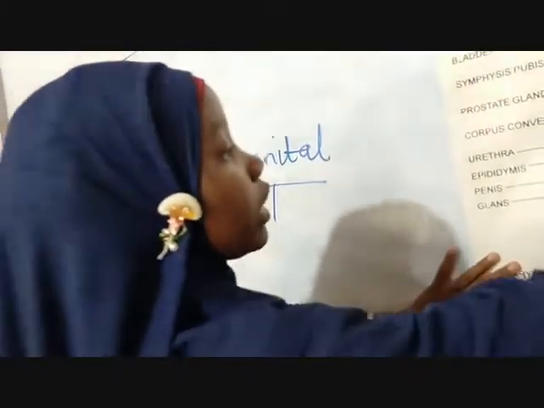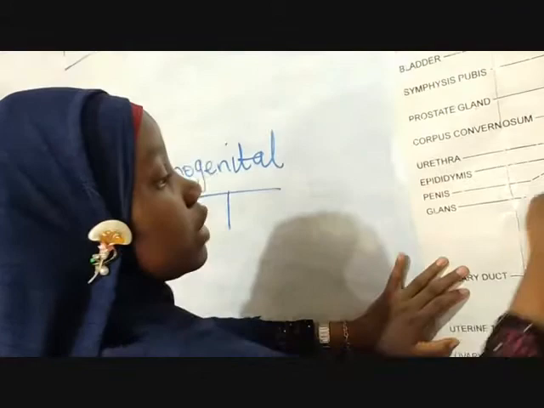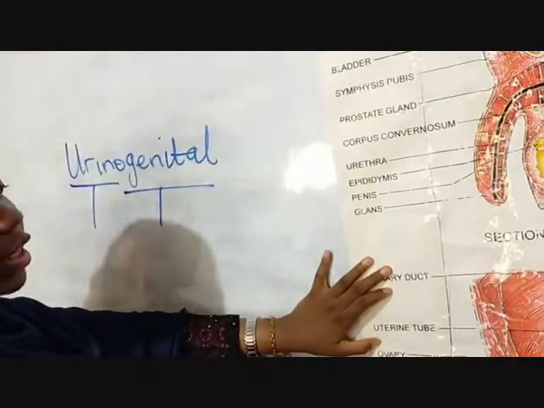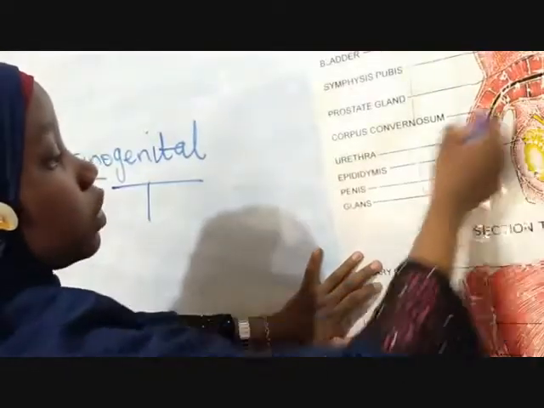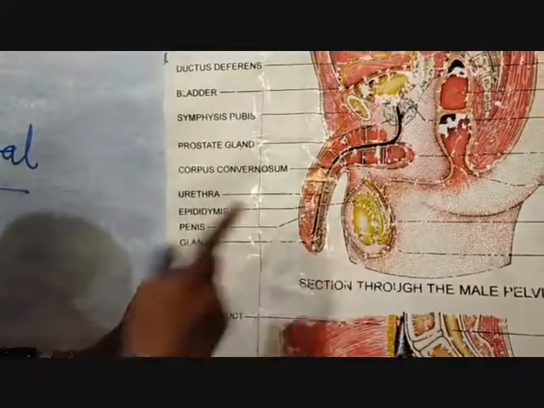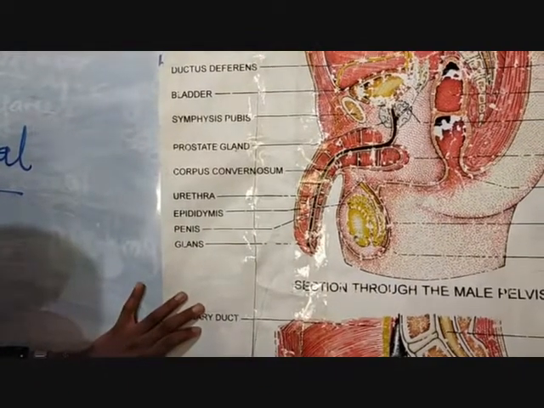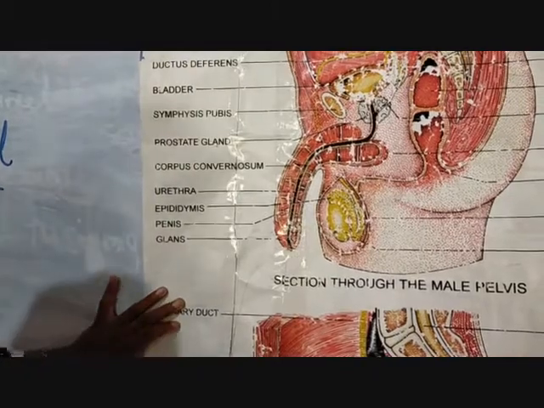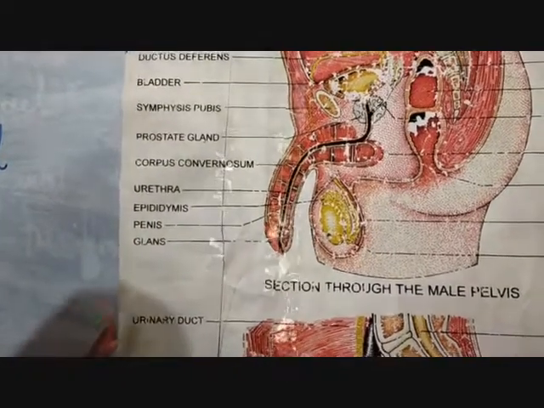So the urethra in male passes through the penis, which is the reproductive organ in male. So the urethra functions, as I told you, as a urinogenital organ for urine, excretory function, as well as for reproductive function, for introducing sperm into the female.